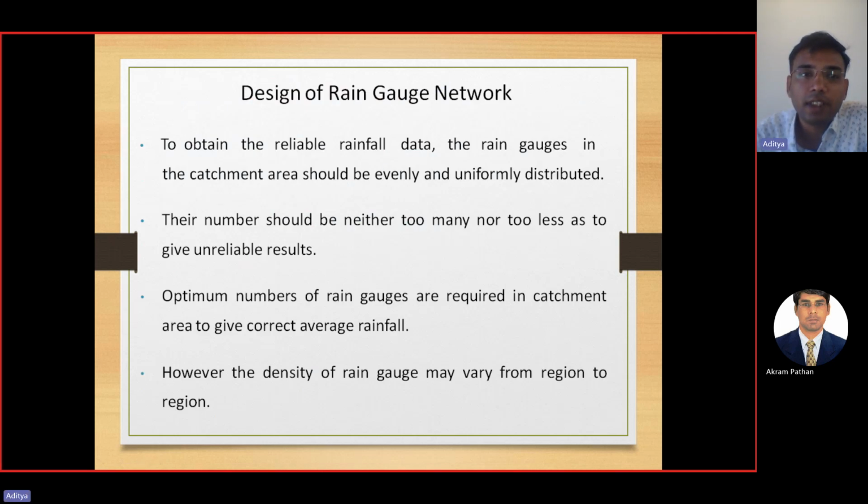Then the design of the rain gauge network. It is very important to know how many rain gauges are required in a particular area. The optimum number of rain gauges in the catchment area is the number that gives the correct average rainfall. It is very difficult to manage if you place too many rainfall stations in a particular area, and if there are too few, your estimation of rainfall may be wrong. So the number should be neither too many nor too few, so as not to give unreliable results.